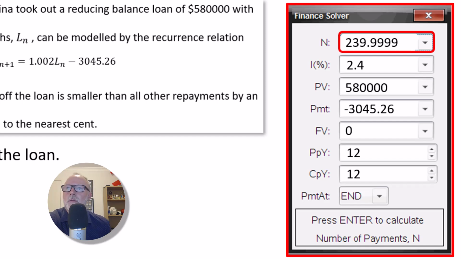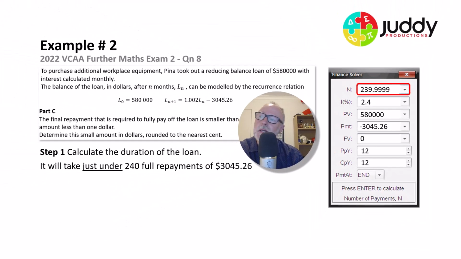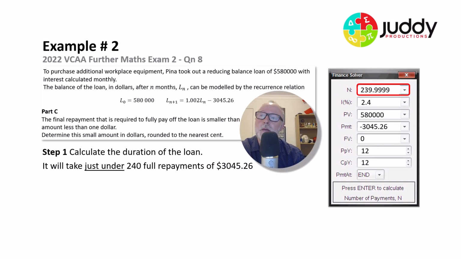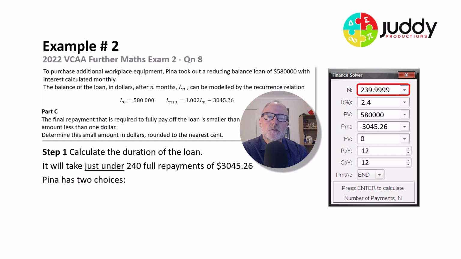And if we click now on the space using the Finance Solver for N, we find that this will take 239.99999 months to pay off. So it will take just under 240 full repayments of $3,045.26. So Pina has 2 choices.